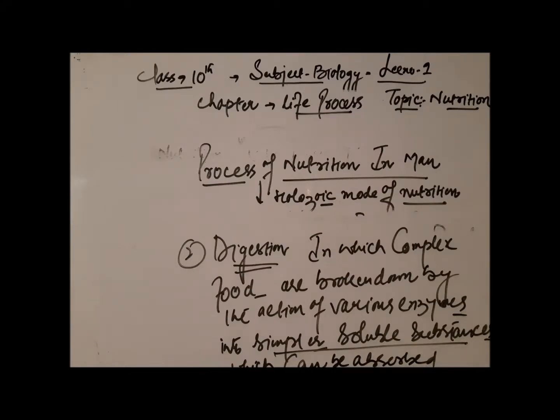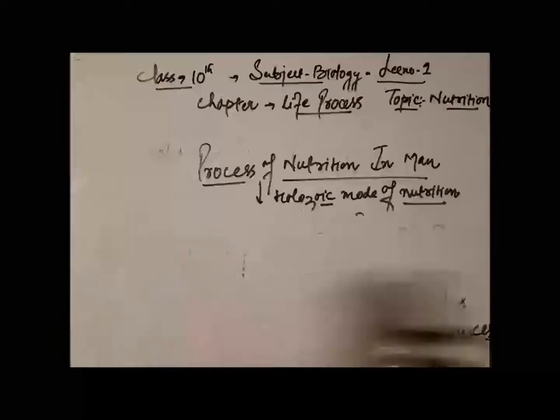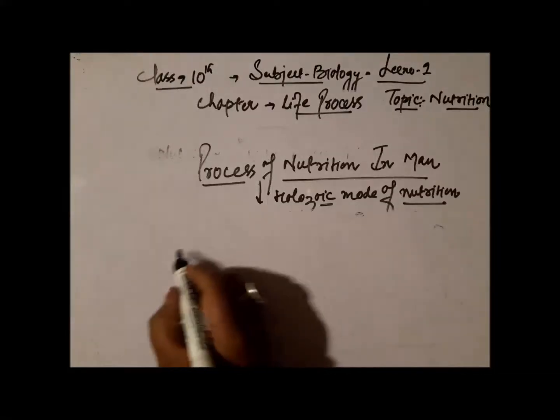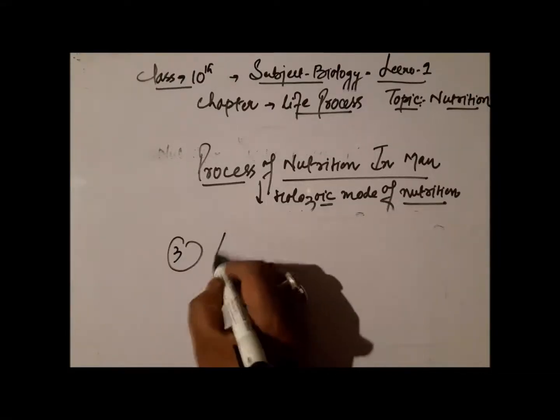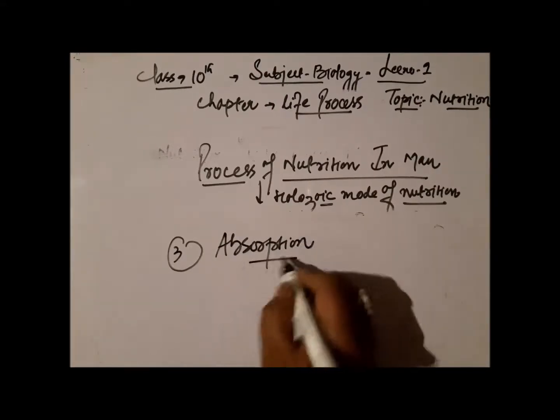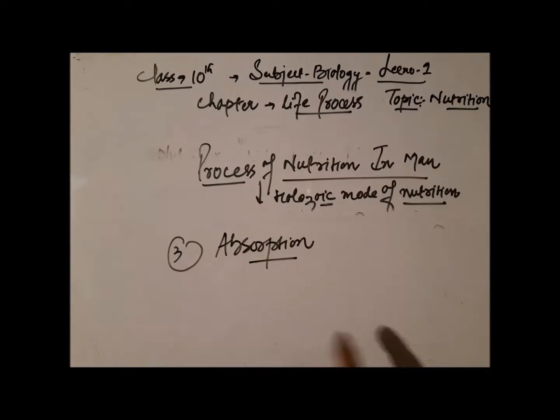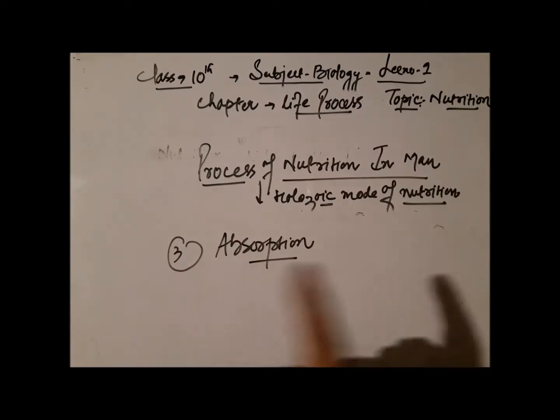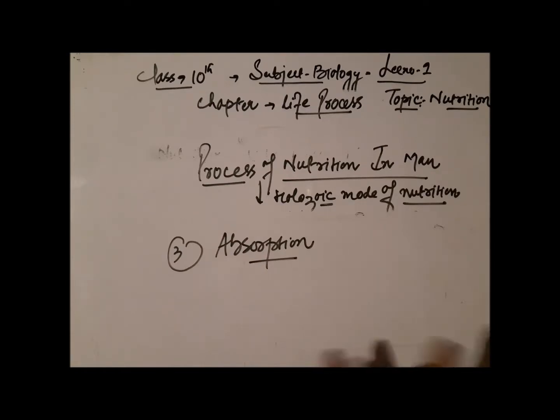So this is the second process of nutrition in man. Let us discuss the third one. The third one is absorption. Now the first process was ingestion. We take the food inside the mouth. The second process is digestion, in which the complex food gets converted into simpler one. And the third process now is absorption.